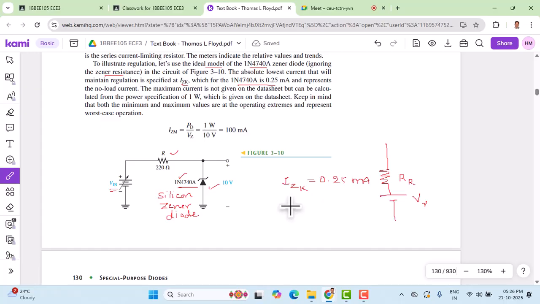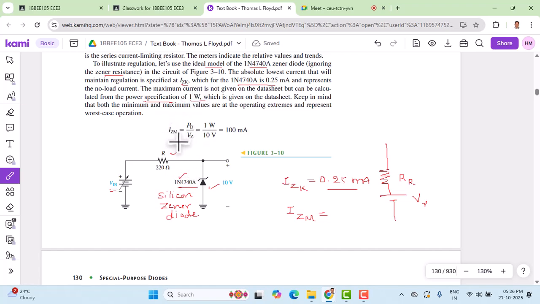Generally, IZM, which is the maximum current, is not given in the data sheet, though the no load Zener current is provided. The maximum is not given. However, this can be calculated based on the power specification of a Zener diode, which is 1 watt for this particular Zener diode.